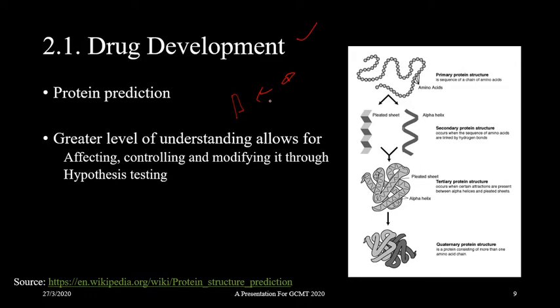Because the protein appears at a microscopic level that we cannot see, we have to predict its structure. By understanding the structure, we are able to affect, control, and modify it through hypothesis testing of different kinds of drugs. So yeah, deep learning is powerful because it is able to make a much better performance in terms of accuracy compared to other traditional machine learning.